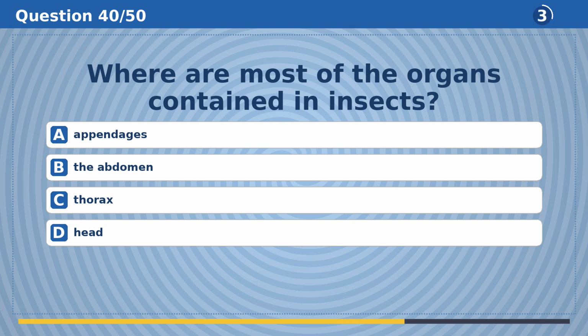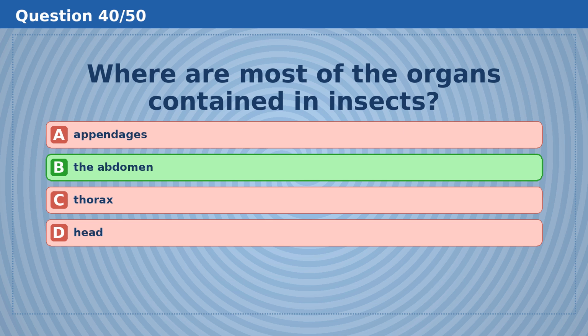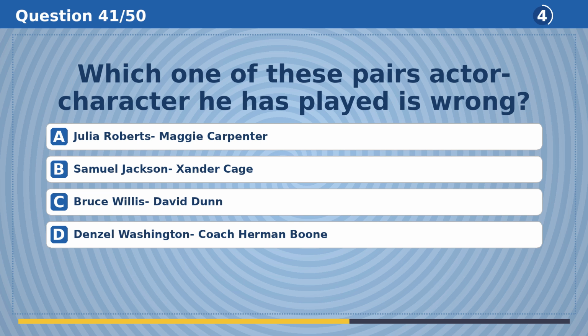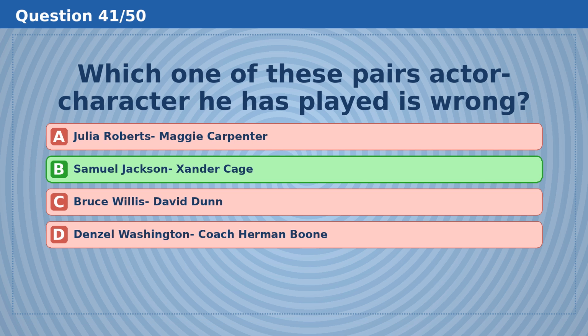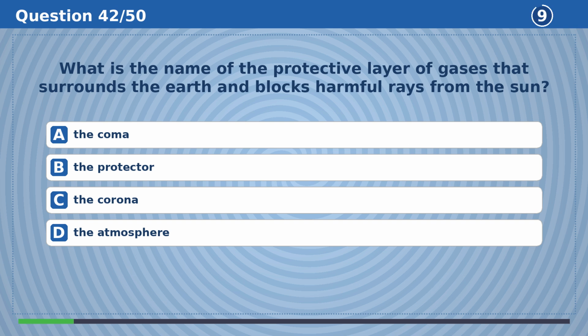Where are most of the organs contained in insects? The answer is B. The abdomen. Which one of these pairs of actor and character he has played is wrong? The answer is B. Samuel Jackson, Xander Cage.